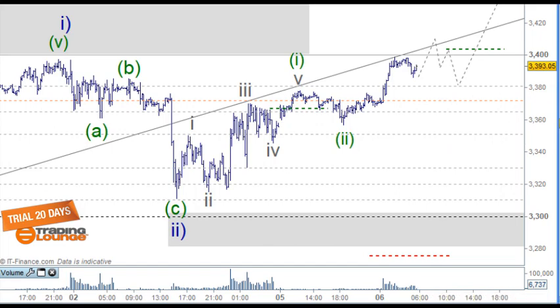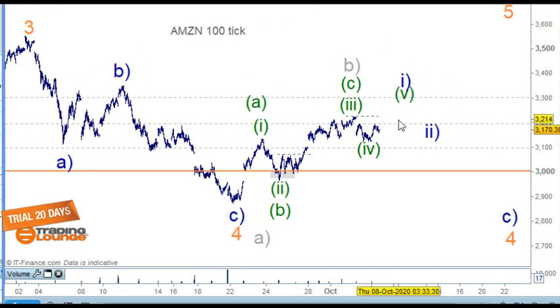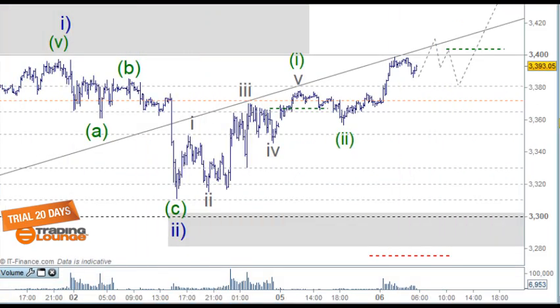But this is where the Amazon thing comes in as well. We really want to see Amazon push up from this point here and take out this high here to take us past this A, B, C correction here. Once we get past that, then it just breathes a little more hope into the trend. So that's what we're considering at this stage.